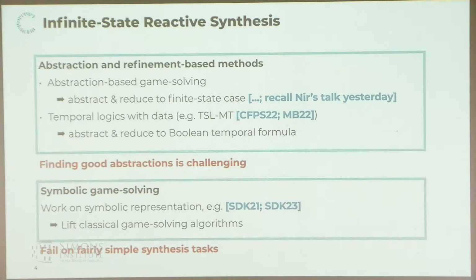So as we saw yesterday in Nir's talk, one of the main challenges for the abstraction-based techniques is finding good abstractions. Prior to the work that Nir presented on using transition predicates for refinement, other techniques would fail to terminate on very simple examples. And similarly, techniques that just naively lift symbolic game-solving algorithms fail on fairly simple synthesis tasks, where more complicated reasoning for finding the solution of the game is required.